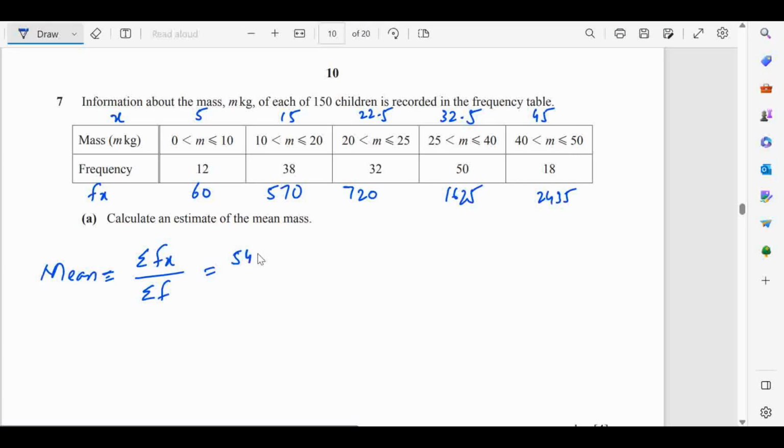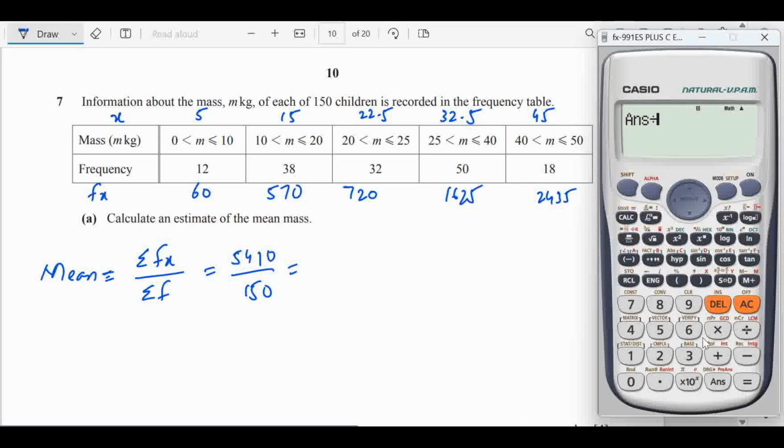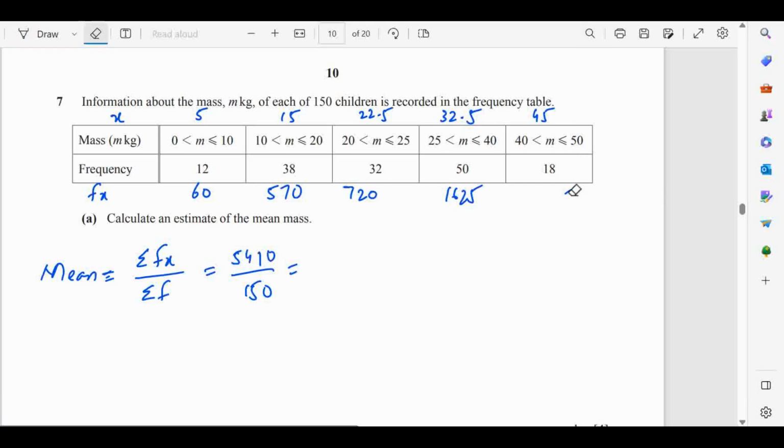So 5410 divided by the sum of f. We can see that we have a total of 150, so divided by 150, this will be equal to 36.06. Let's check this one, 45 multiplied by 18. This will be equal to 810. So there is a calculation mistake, this will be 810.